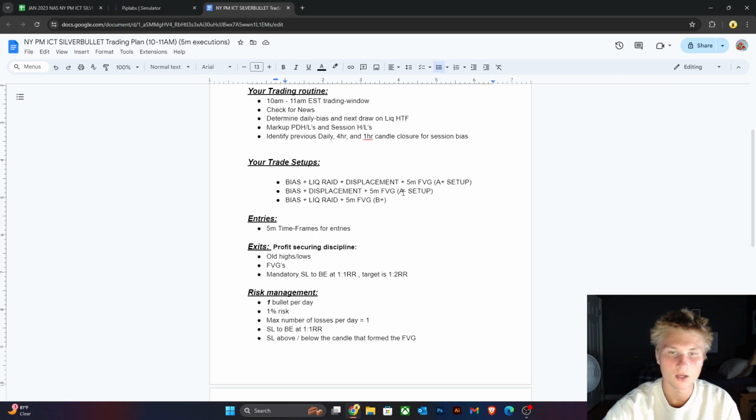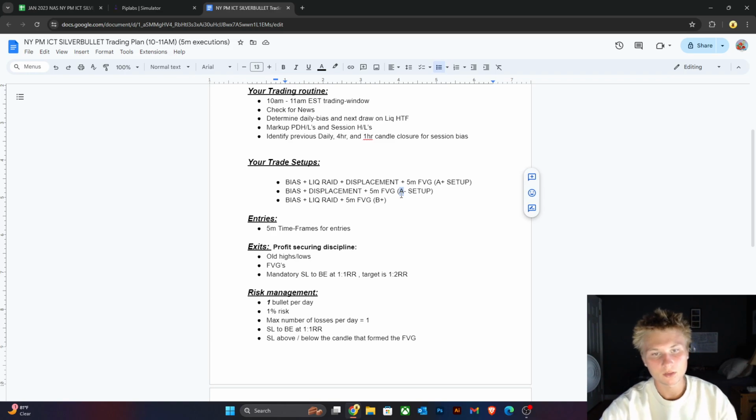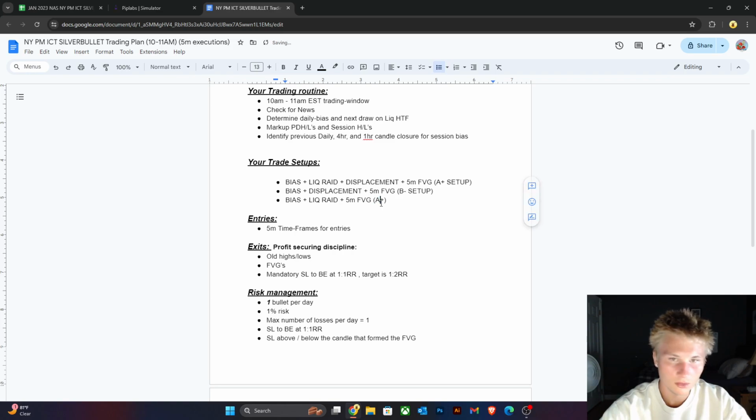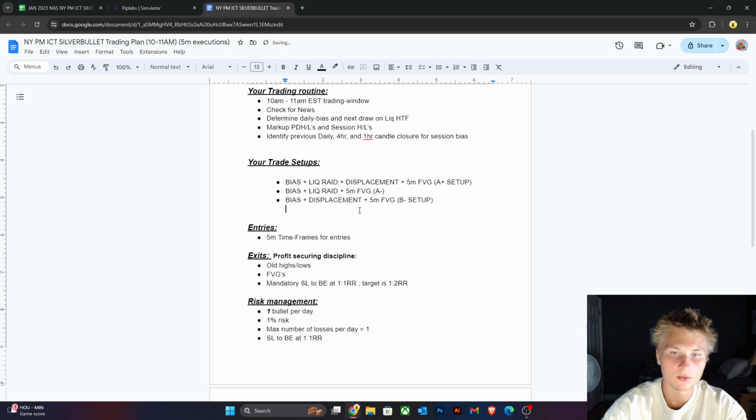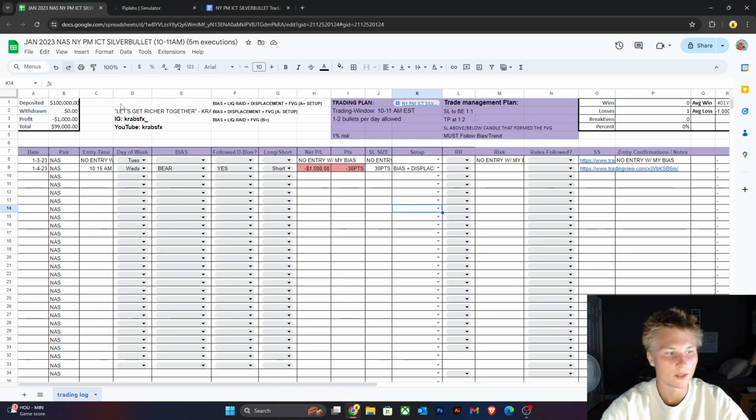Honestly, I might make this a B, like if I'm being real, because liquidity would say this is better, because bias plus liquidity raid plus 5-minute fair value gap is basically like the 2022 model, the 2022 ICT model. So yeah, I would say not having liquidity swept is a pretty riskier setup, I would say.